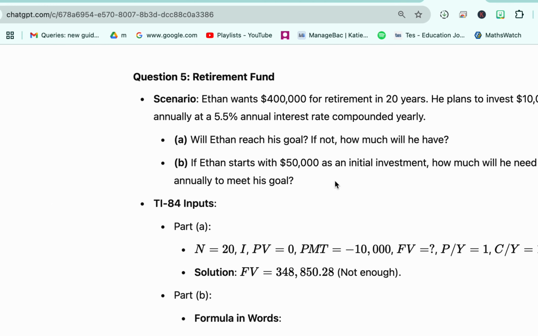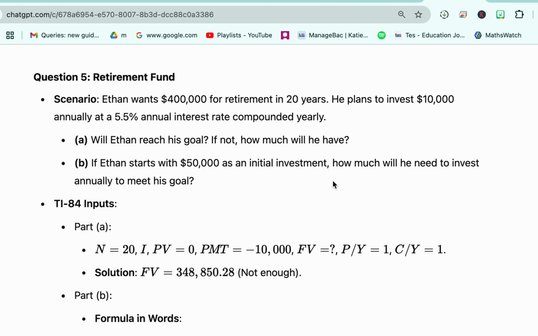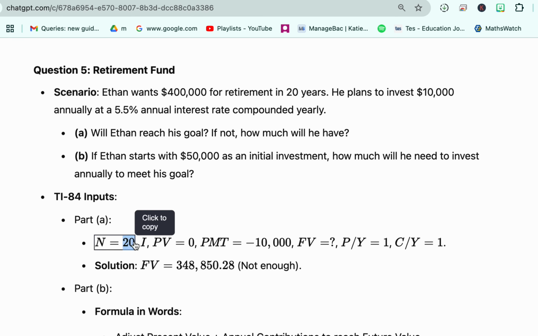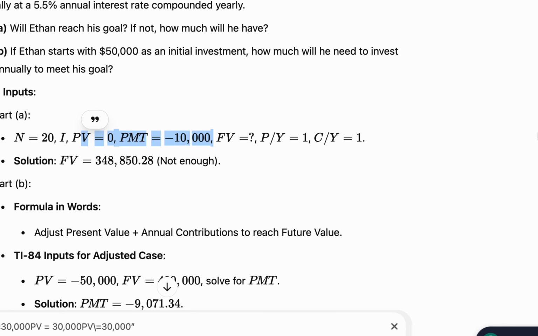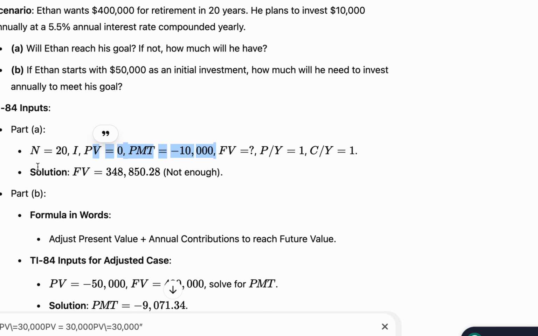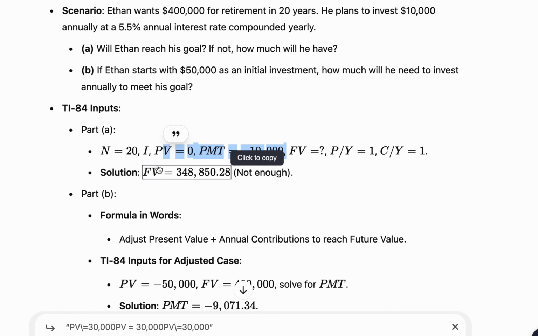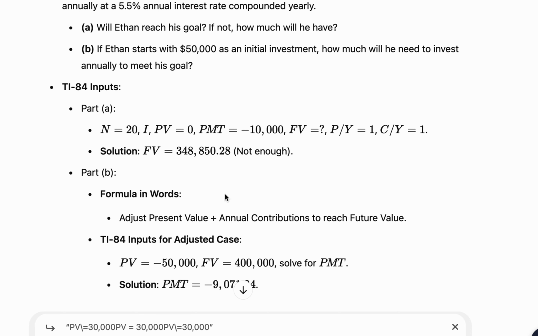You can sometimes set these questions up a little bit differently. So first of all, 20 years, you put 20. Interest, 5.5. PV, 0, as discussed, PMT, given in the question. And then we're also going to have final value is what we want to calculate. Ooh, this is a little bit more challenging.